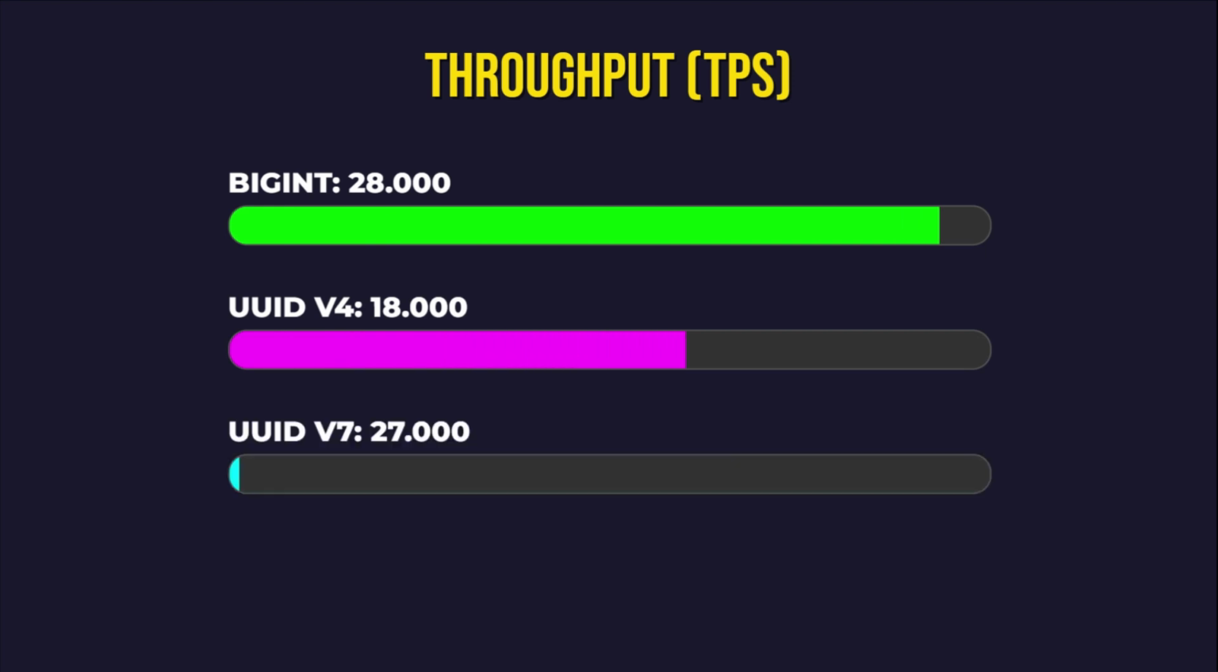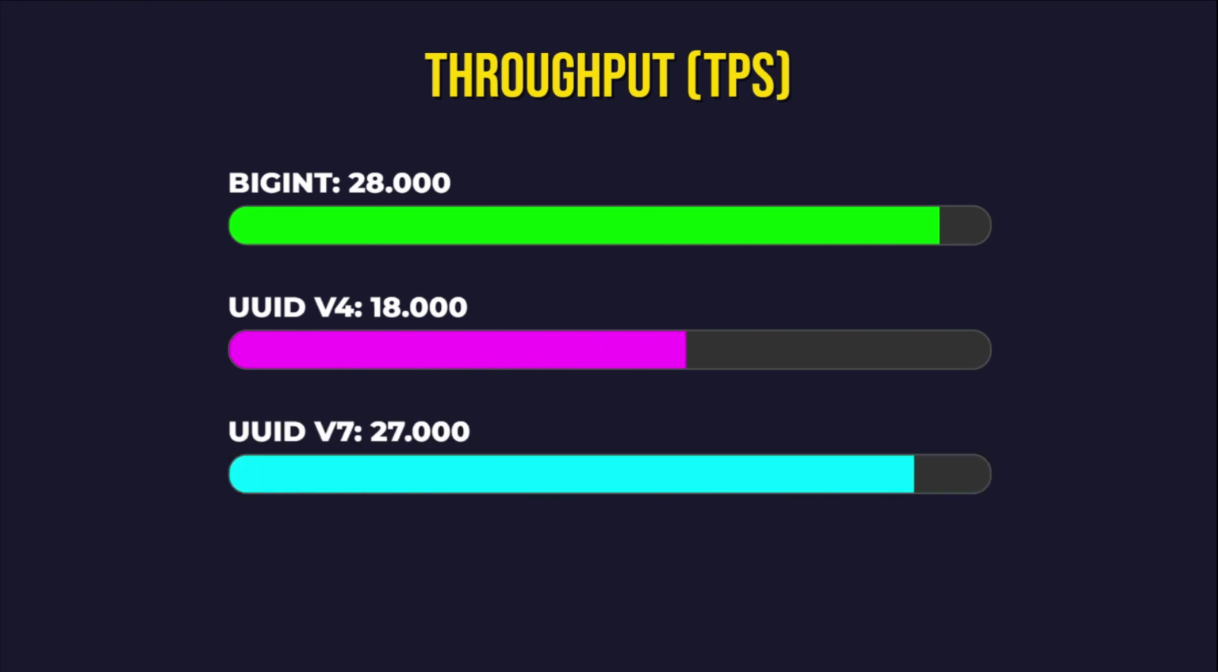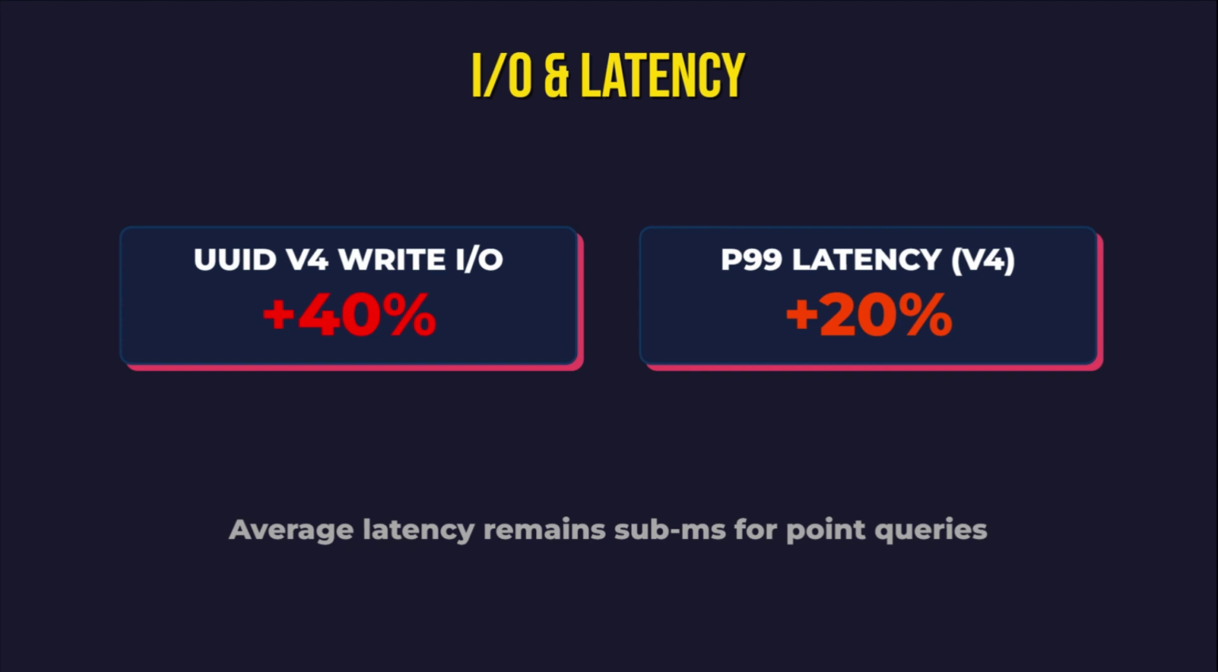The raw insertion throughput data confirms the fragmentation cost. BigInt achieved 28,000 transactions per second. UUID version 4 dropped significantly to 18,000 transactions per second, a 36% reduction. Crucially, UUID version 7 achieved 27,000 transactions per second, demonstrating that time ordering effectively mitigates the performance loss. Analyzing the input-output statistics revealed that UUID version 4 generated 40% more write input-output operations per transaction due to index maintenance overhead. For write-heavy applications, this difference translates directly into higher infrastructure costs and reduced scaling capacity.